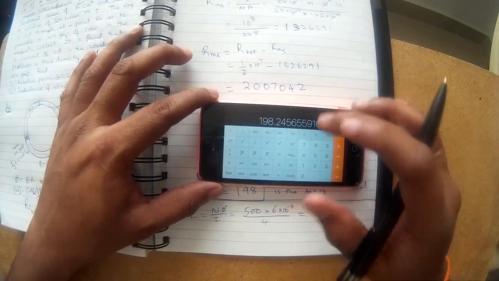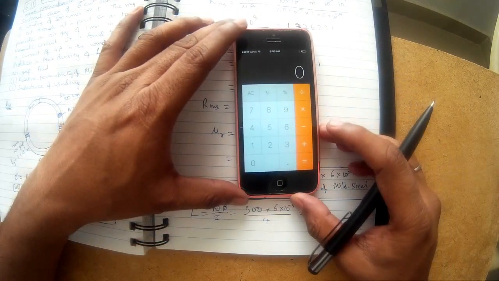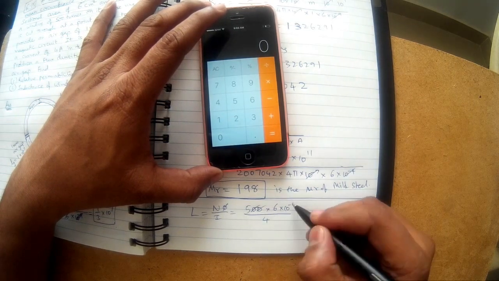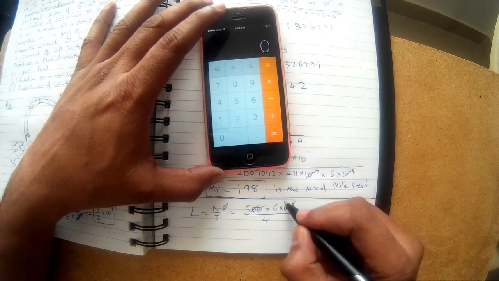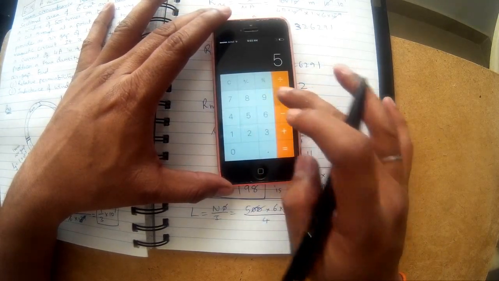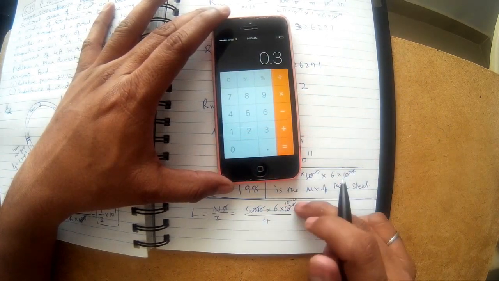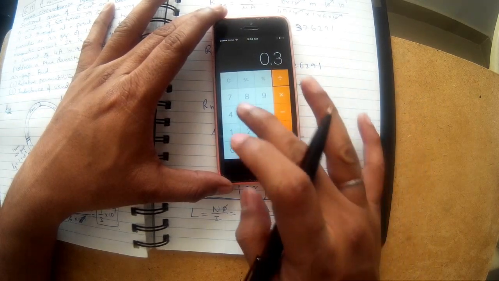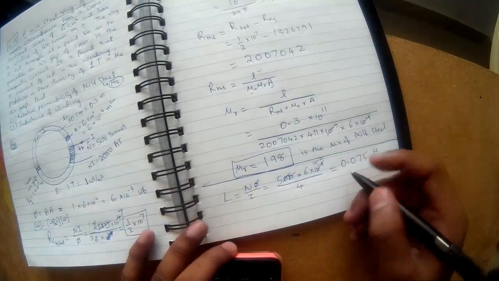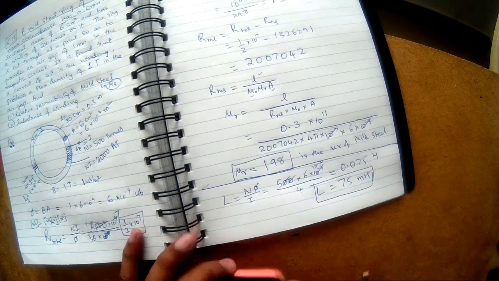Okay, so let's do that. So 10 power minus 4 cancels out with these two zeros. Okay, so you will have 10 power minus 2. So that is 5 into 6 divided by 100. So this is in the numerator, divided by 4. So I'll get 0.075 henries. Okay, or you can write it 75 millihenries. So this is my inductance of the winding.